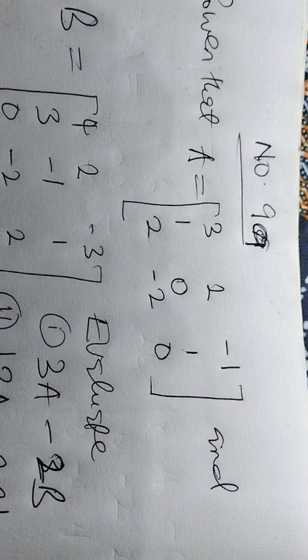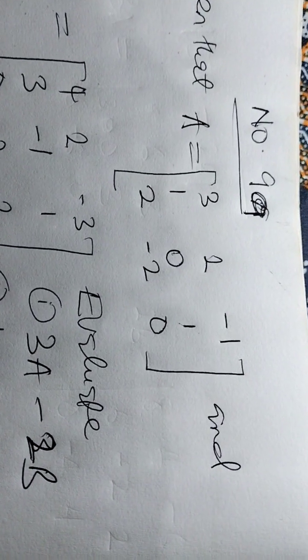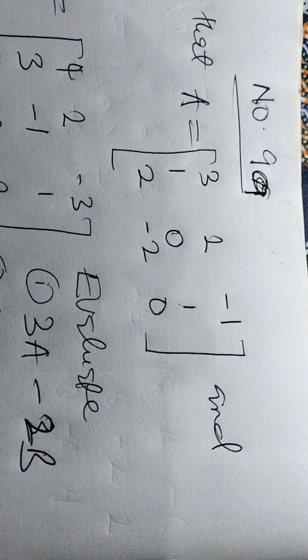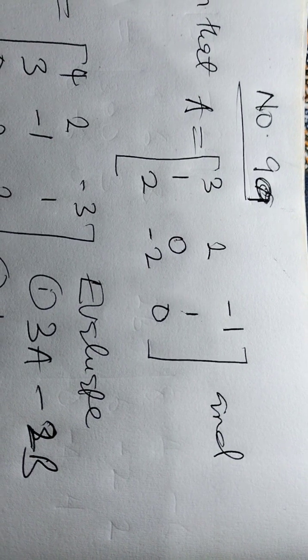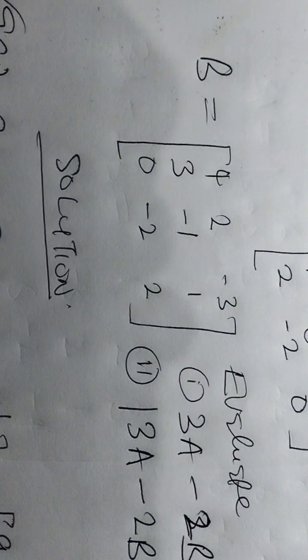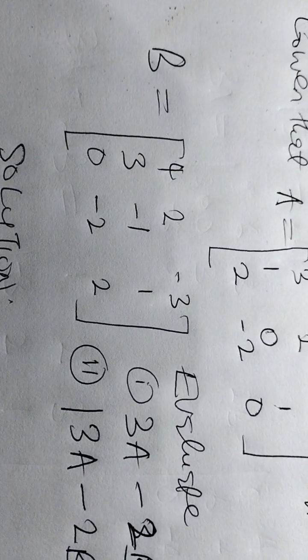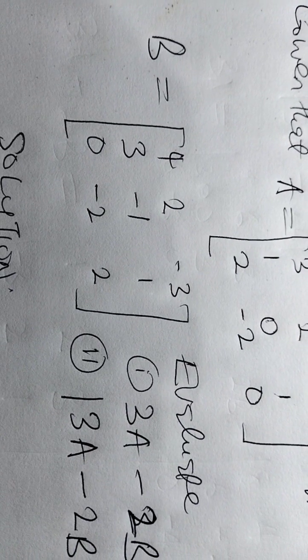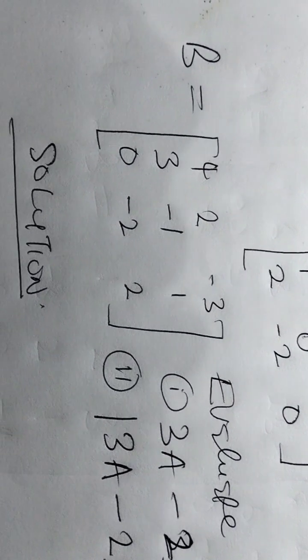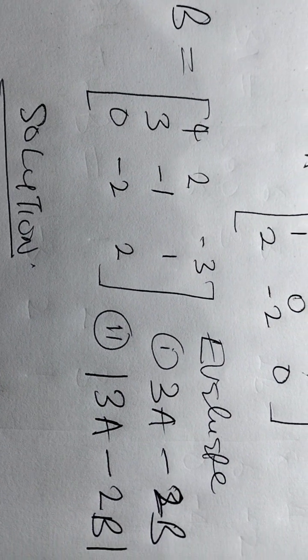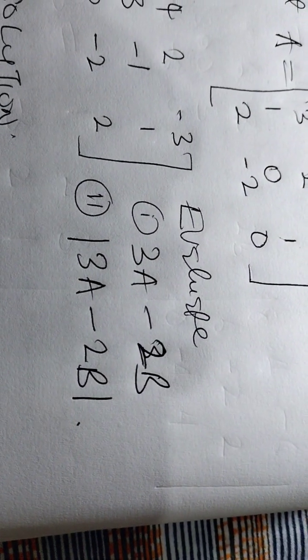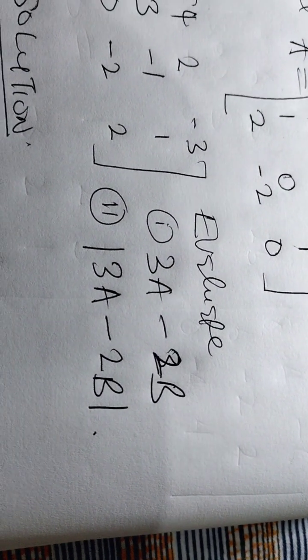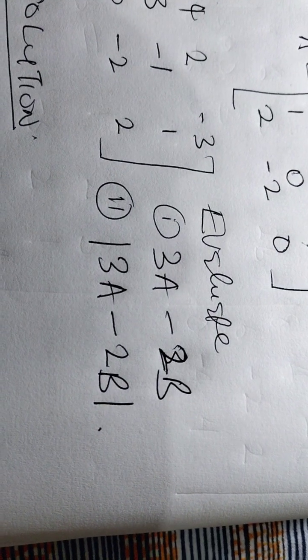Number 9, given that A equals the first row 3, 2, -1, second row 1, 0, 1, third row 2, -2, 0, and B equals the first row 4, 2, -3, second row 3, -1, 1, third row 0, -2, 2. Evaluate (i) 3A minus 3B, (ii) find the determinant of 3A minus 2B.